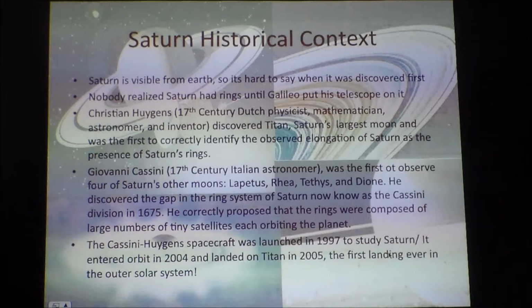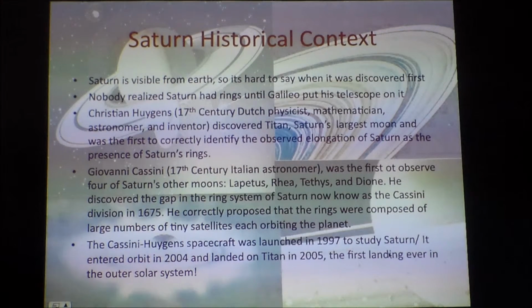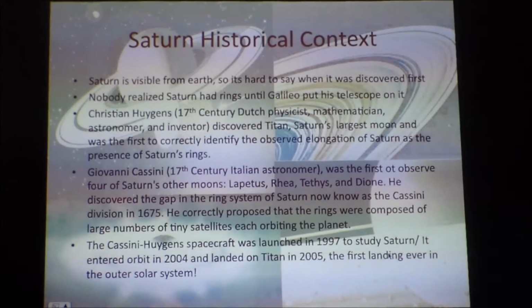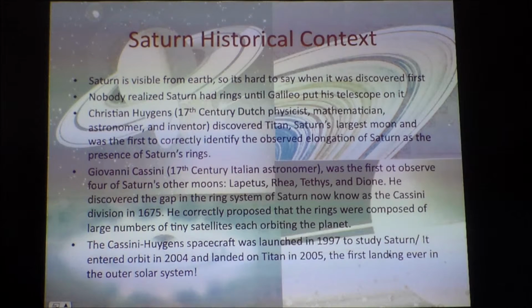Giovanni Cassini, a 17th century Italian astronomer, was the first optical observer of some of Saturn's other moons, and he discovered the gap in the ring system of Saturn, now known as the Cassini division, in 1675. He correctly proposed that the rings were composed of large numbers of tiny satellites, each orbiting the planet.